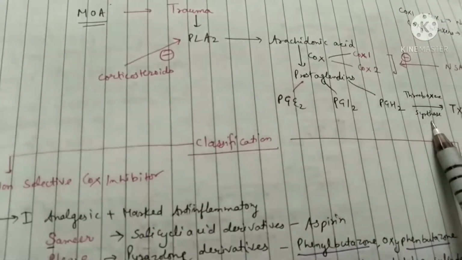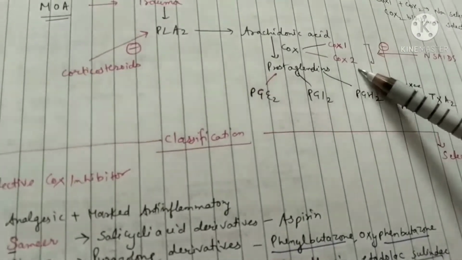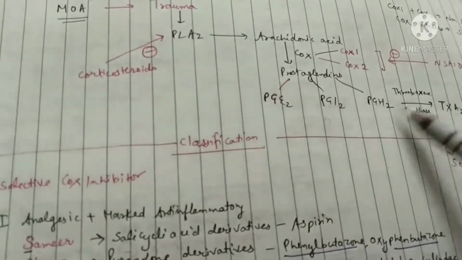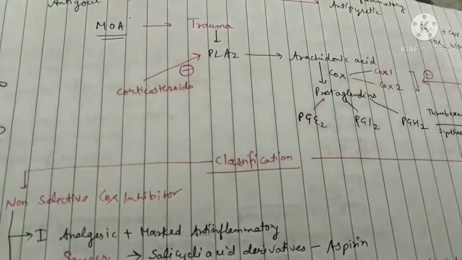So how do NSAIDs act? NSAIDs act on the COX enzymes, inhibiting COX-1 and COX-2, so they will not produce the prostaglandins and so on. And corticosteroids directly inhibit the phospholipase A2 enzyme.